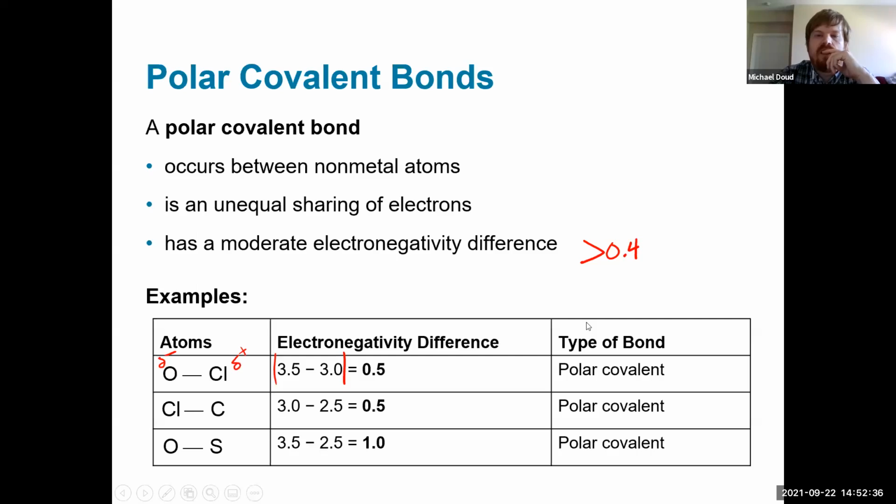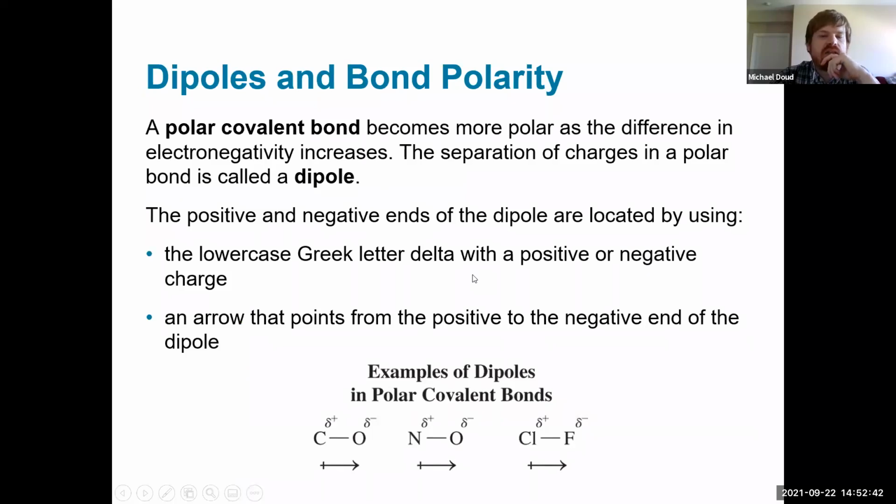Okay, so now once we're able to identify these polar covalent bonds, all of a sudden we need to talk about something called the bond dipole. So, I've already told you how to identify the positive and negative ends of the dipole, the positive and negative ends of the covalent bond. But we can also represent this using an arrow that points from the positive end to the negative.